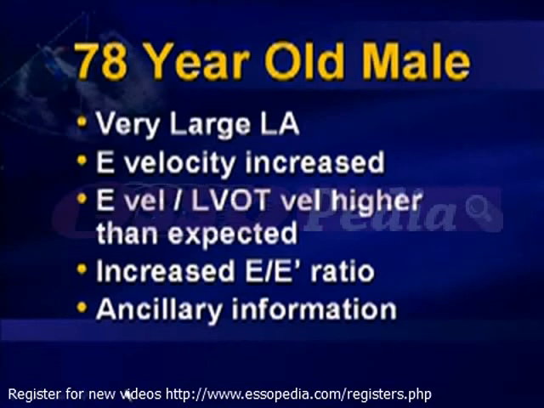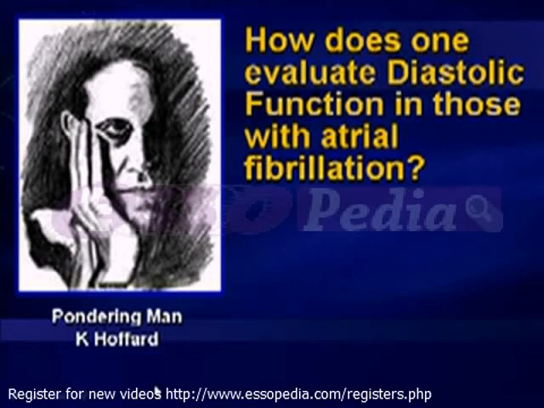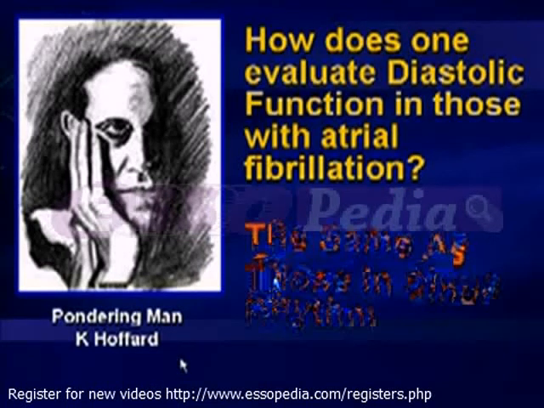So in our 78-year-old gentleman, he had a very large left atrium. His E wave velocity was significantly increased. The E velocity to LVOT ratio was higher than expected. The E over E prime ratio was increased. Our ancillary findings all suggested that this individual had an increase in LV filling pressure. So when answering the question, how does one evaluate diastolic function in those with atrial fibrillation? The answer is generally the same as those who are in sinus rhythm.